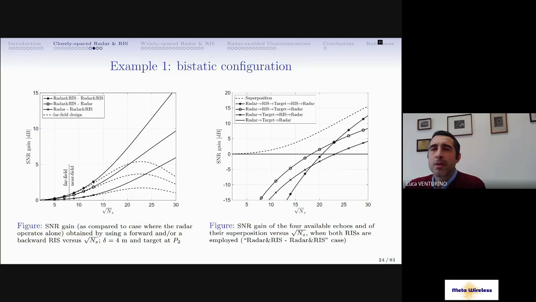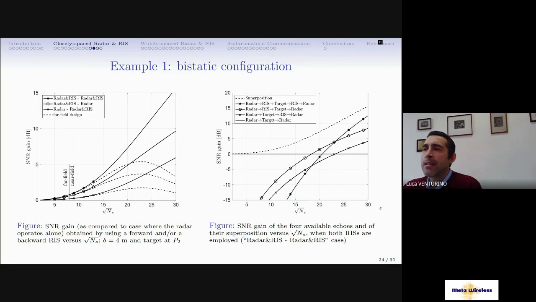It is clear that the larger the RIS, the larger the SNR gain that we can get. And for a fixed distance between the RIS and the radar, which here is 4 meters, when the RIS is very small, we have far field propagation between them. But when the RIS becomes larger, we move toward near field propagation. And again, the near field is where we see the largest gains.